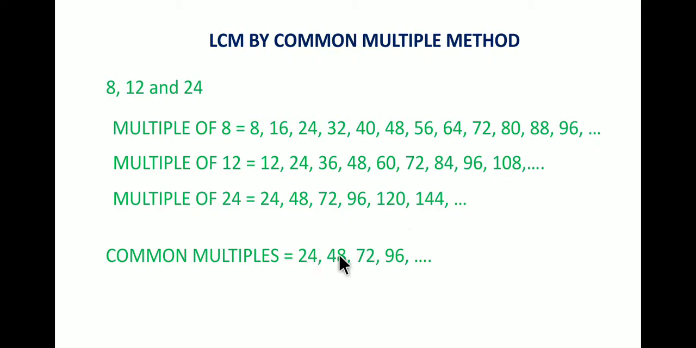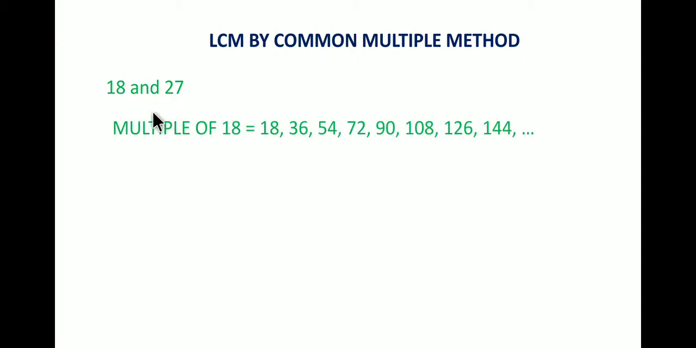But out of this, the number 24 is the lowest common multiple. So we can say that the LCM is equal to 24. This means 24 is the smallest number which can be divided by the given numbers 8, 12 and 24 without leaving any remainder. And lastly, 18 and 27. If you have only two numbers, then simply you can get the multiples of these numbers.